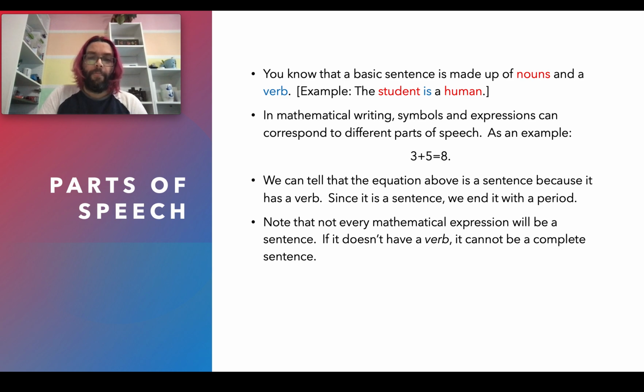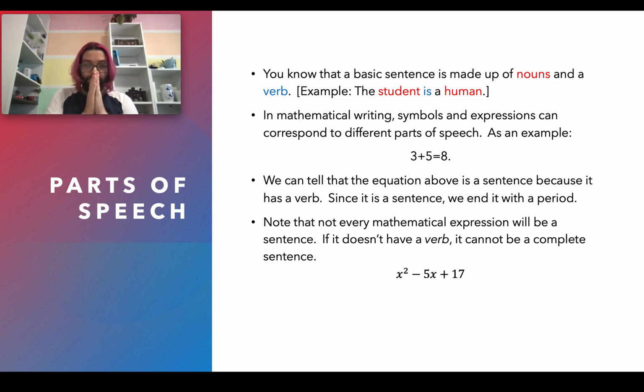Now, I do want to point out that not every mathematical expression will be a complete sentence. If it doesn't have a verb, just like in English, it can't be a complete sentence. And so, like I mentioned before, just saying 3 plus 5 is not a complete sentence.